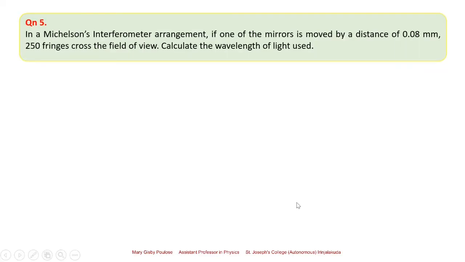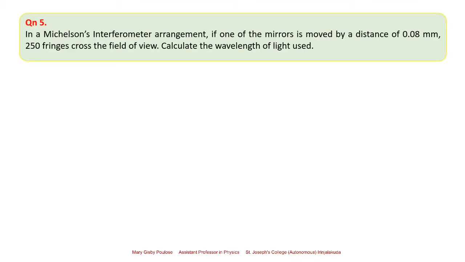Now in the fifth question, in a Michelson's interferometer arrangement, if one of the mirrors is moved by a distance of 0.08 millimeters, very small distance, 250 fringes cross the field of view. Calculate the wavelength of light used.